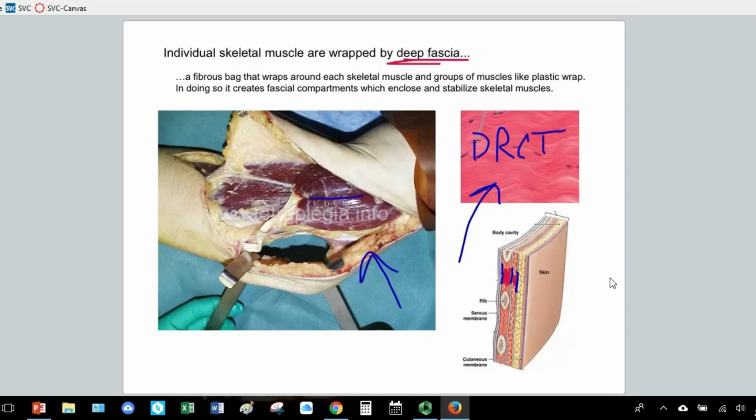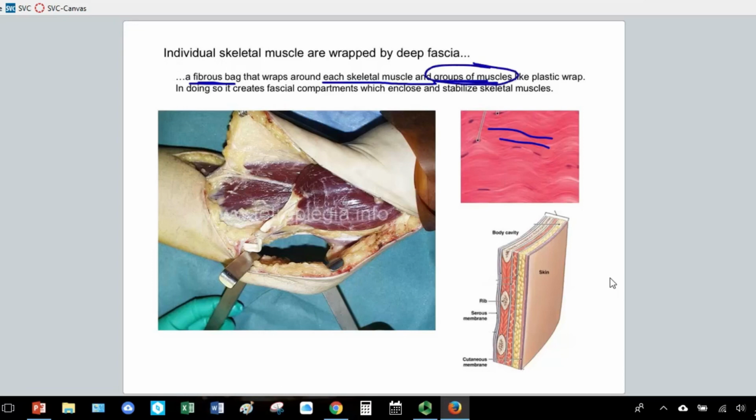And this is a really nice picture here because you can see the fascia. Basically, that shiny, that sheeny surface that's over the skeletal muscle is the deep fascia layer, okay, that's wrapping around and stabilizing the skeletal muscle. So it's a fibrous bag, collagen fibers here, that wrap around each skeletal muscle and also groups of muscles. Okay, and what it does is it's enclosing and it's stabilizing these skeletal muscles by doing so.